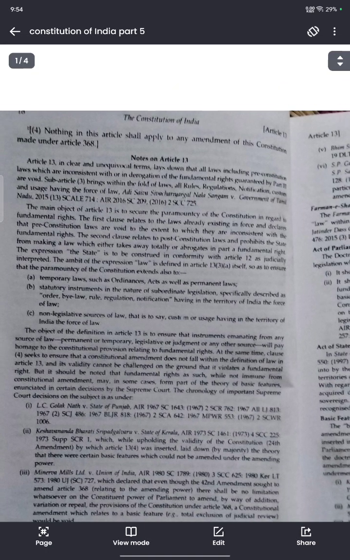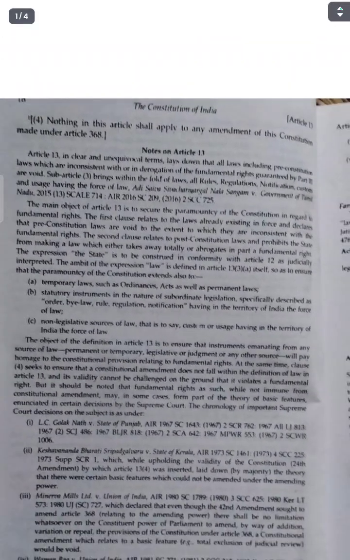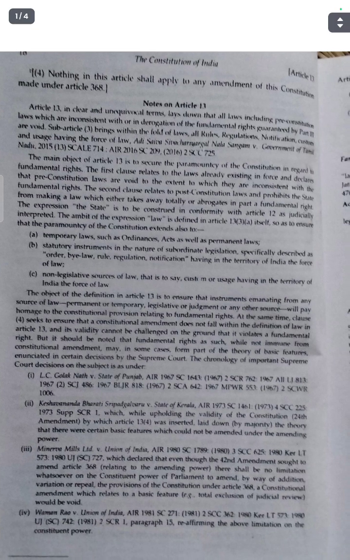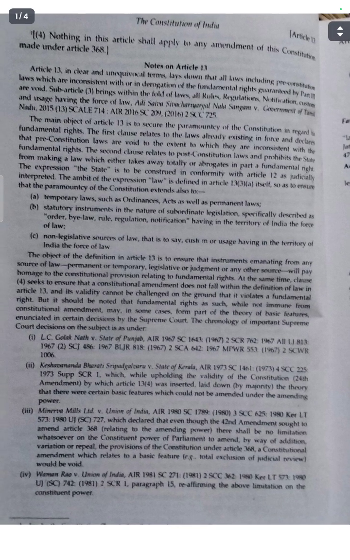Constitution of India, a note on Article 14. Article 13 is clear and unequivocal in terms. It lays down the law, including pre-constitution laws which were inconsistent with or in derogation of the fundamental rights guaranteed by Part 3.